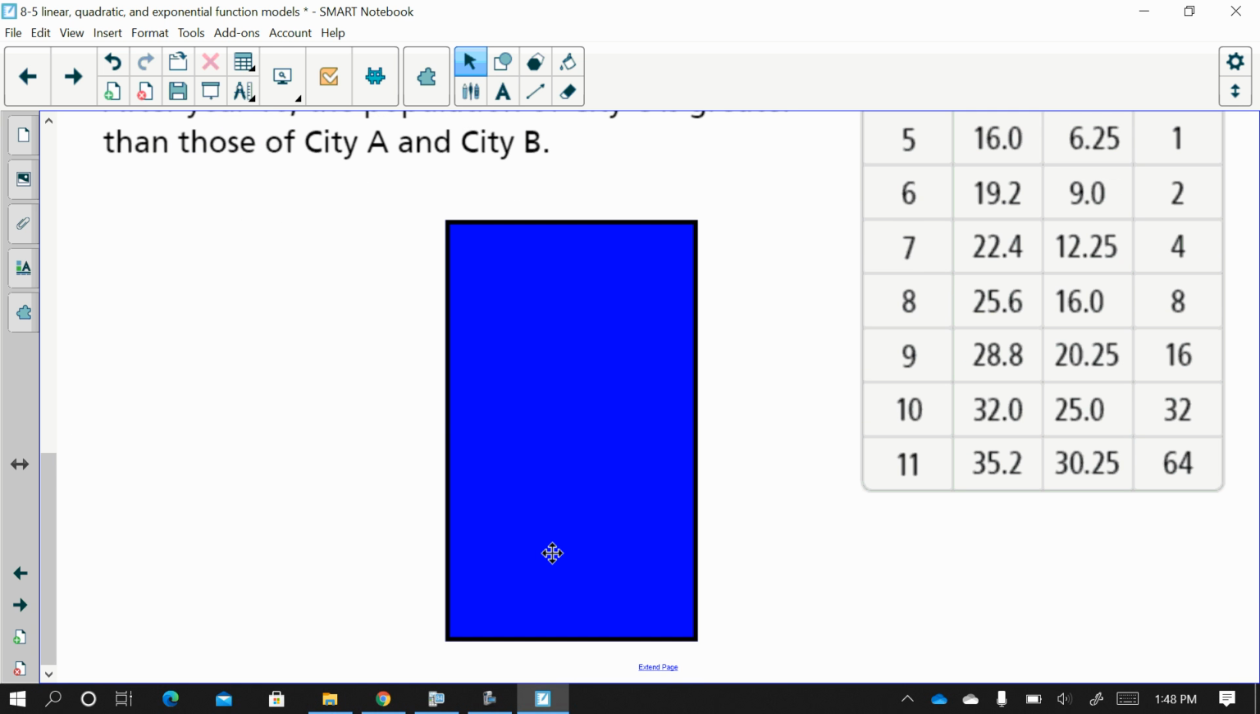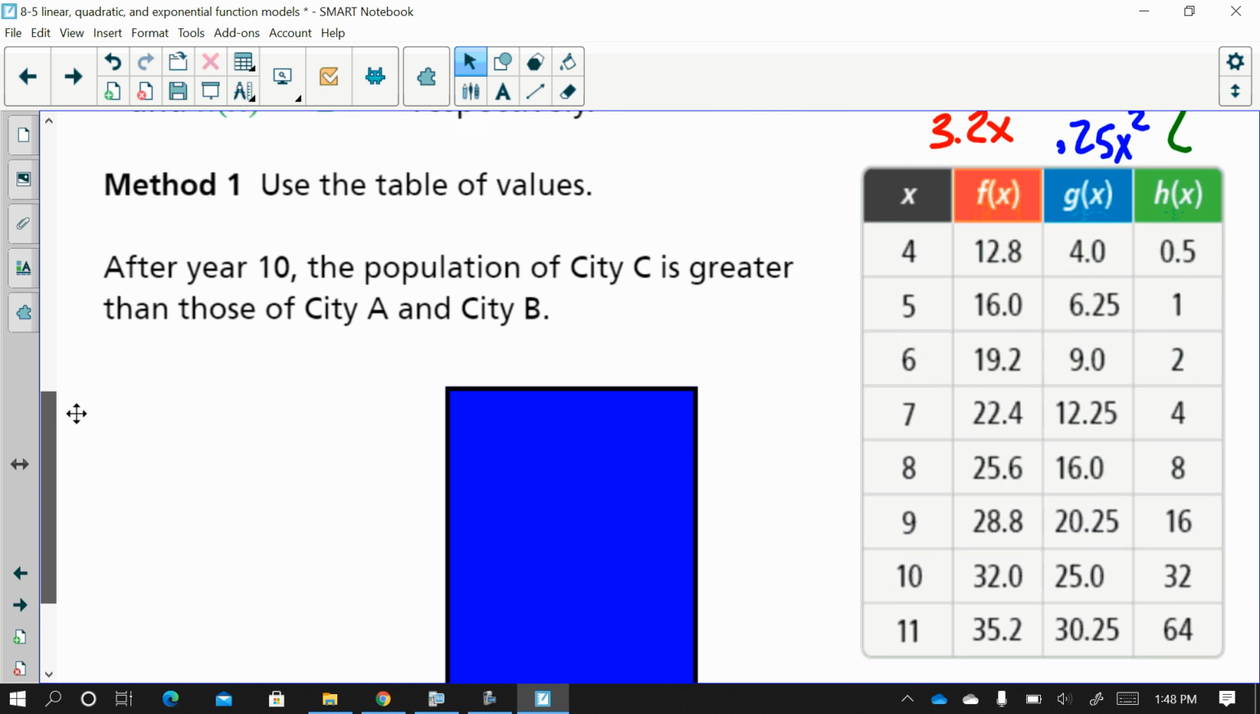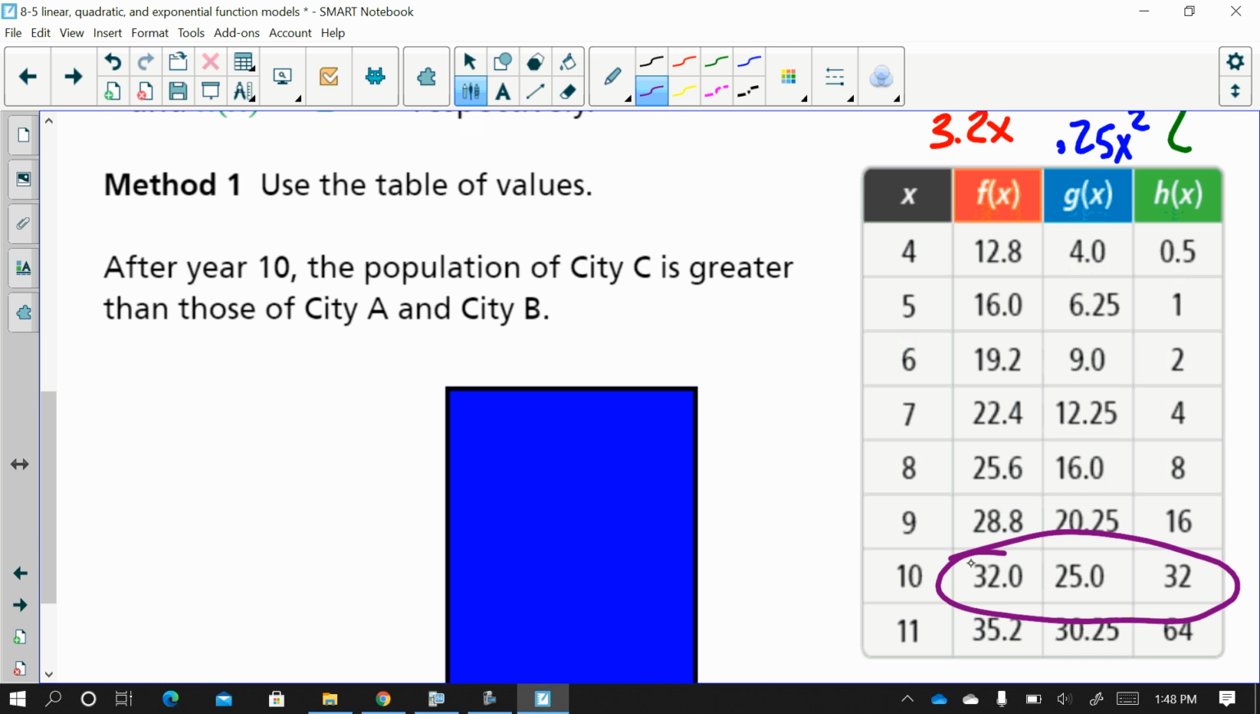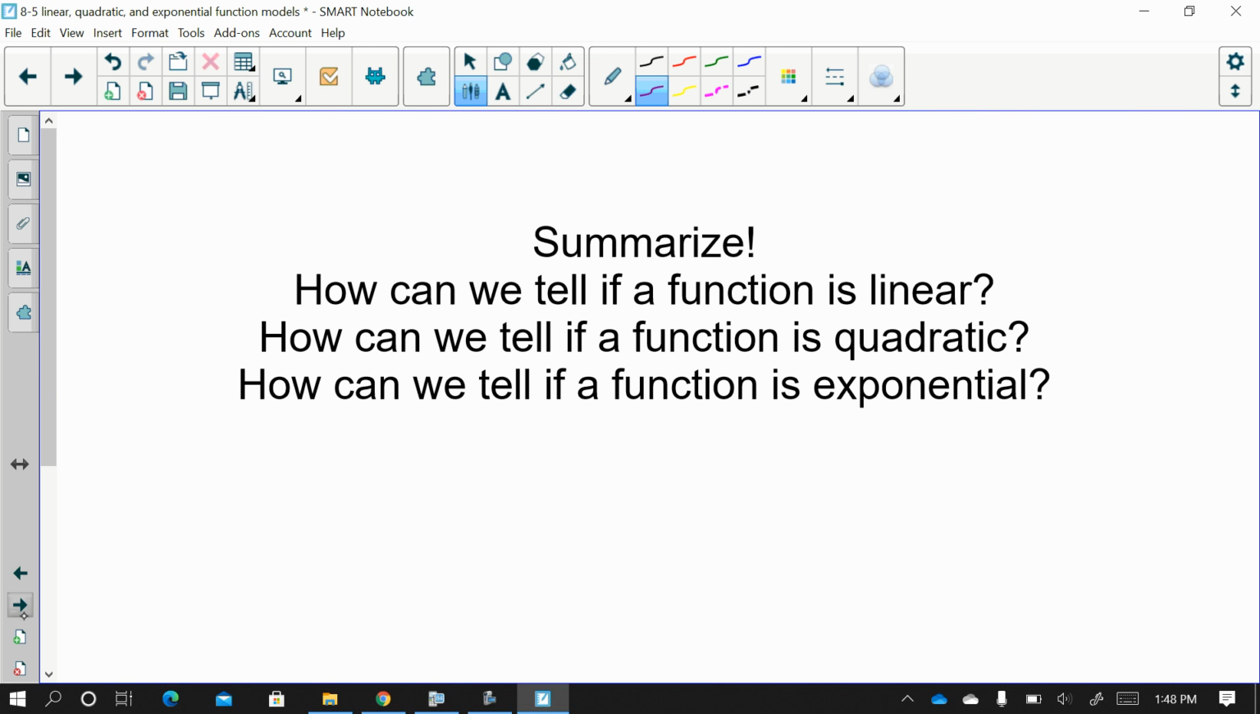Keep going all the way through, and eventually you see that these two values are the same. So after year 10, that's when h of x becomes the biggest. You just make a table of values and plug and chug until you find something that gets you there. To summarize, a function is linear if all the first differences are the same. A function is quadratic if the second differences are the same. And a function is exponential if the ratios are the same.